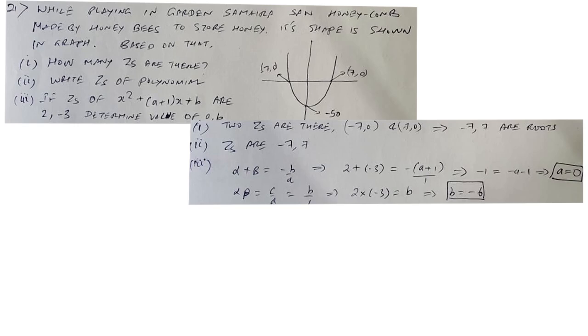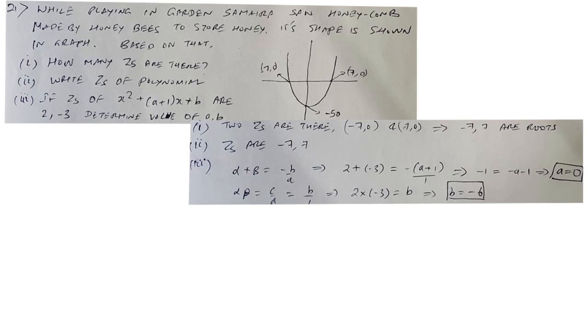In our case, b is a plus 1. What is a? It is 1. So we are getting 2 plus minus 3 is equal to minus of bracket a plus 1 divided by 1, which implies minus 1 is equal to minus a minus 1, which implies a is equal to 0.